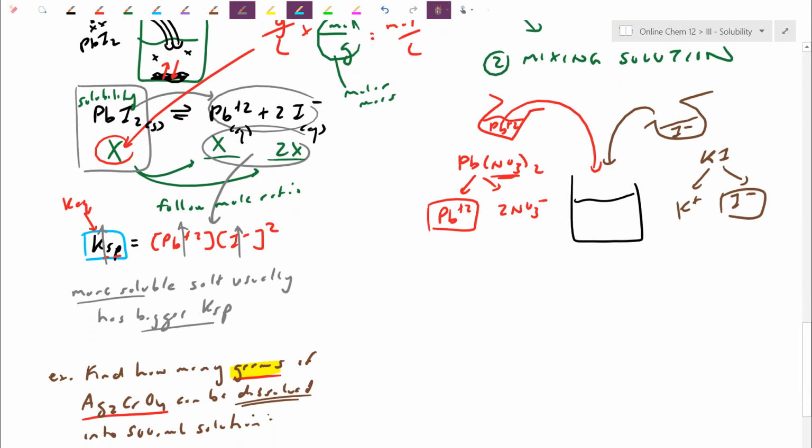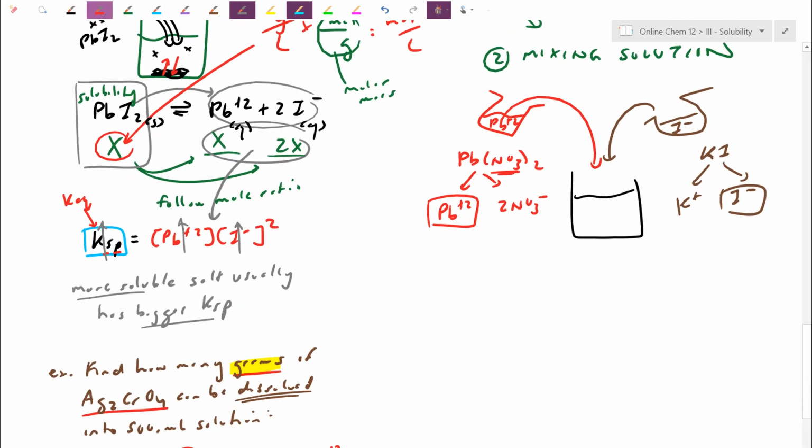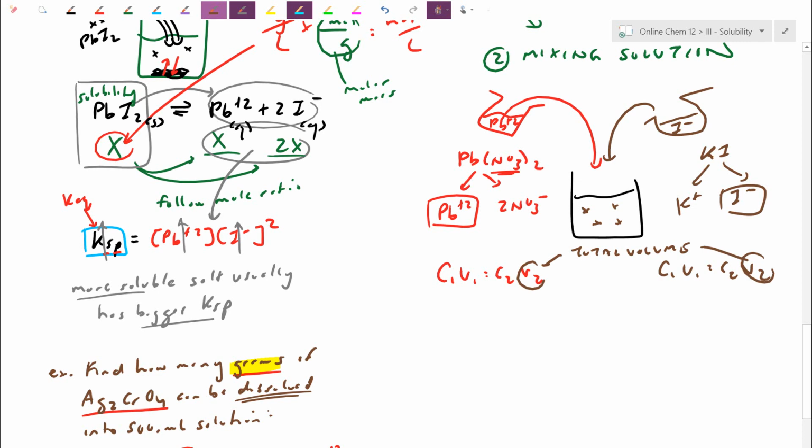Because we're mixing two solutions together, both solutions get diluted. So I want you to do a C1V1 equals C2V2 for the lead nitrate. I want you to do a C1V1 equals C2V2 for the potassium iodide. That's just true because the total volume is now bigger. The total volume, right, just V1 plus V2, is actually going to be the V2 in these calculations. Figure out what the concentrations have dropped to now that the pool is bigger. And once you find the concentration, it's the left-hand side that will generate the lead ions for you. It's the right-hand side that's going to generate the iodide ions.